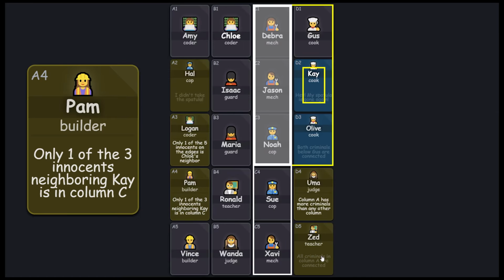Only one of the 3 innocents neighboring K is in column C. Mark Gus as innocent.